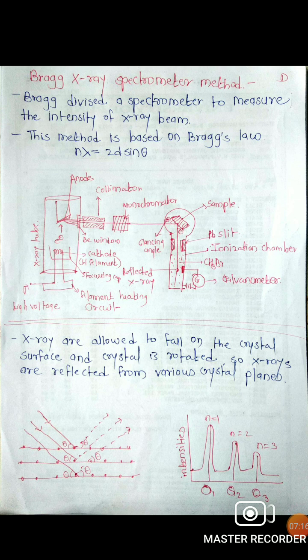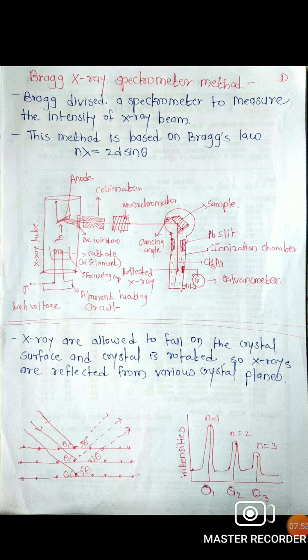X-rays are allowed to fall on the crystal surface, and the crystal is rotated, so X-rays are reflected from various crystal planes. Various crystal planes are formed when the X-rays fall on the crystal surface. According to Bragg's law, n is an integer, lambda is the wavelength of the X-ray beam, d is the distance between the crystal planes, and theta is the angle of incidence of the X-ray beam.